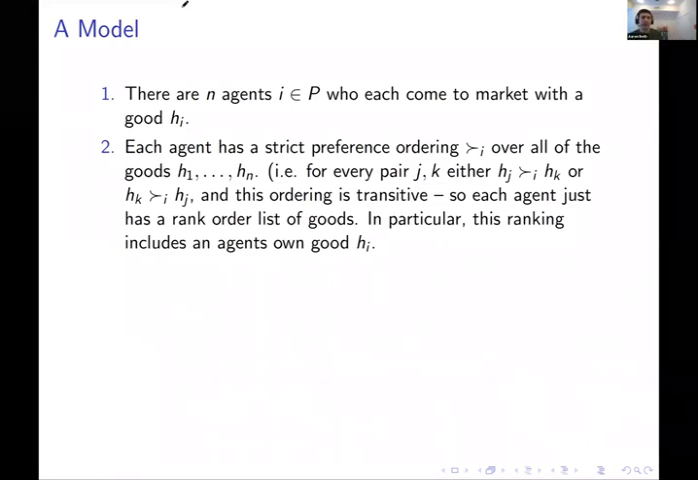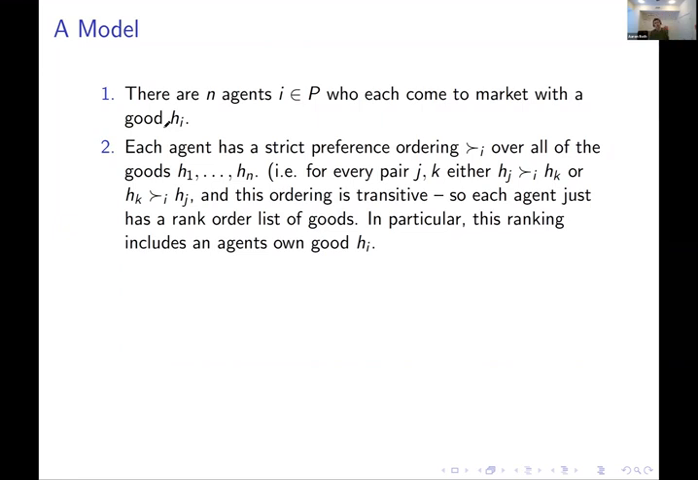Okay. But for the rest of the lecture, we're going to talk about houses instead of kidneys. So here's the market. Here's the model. So we've got n agents, and we're going to denote the agents by P. And each one comes to market with some good H_i. And so you can read this as, house i.